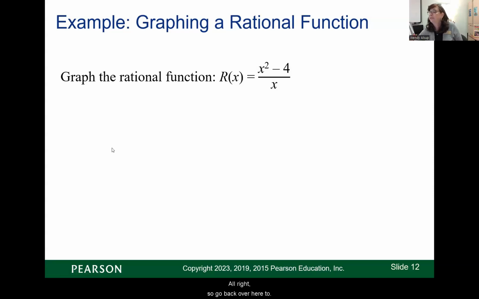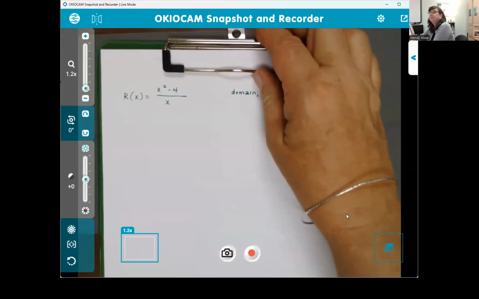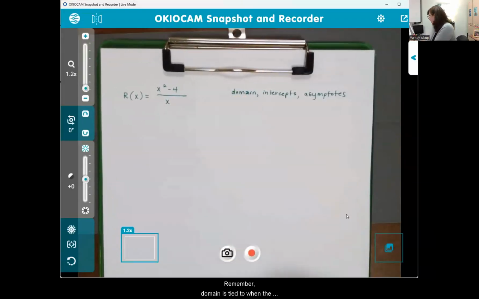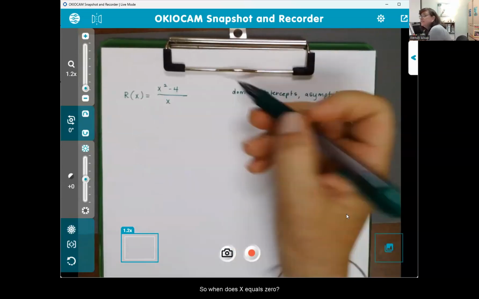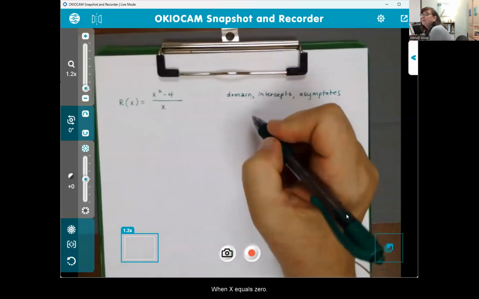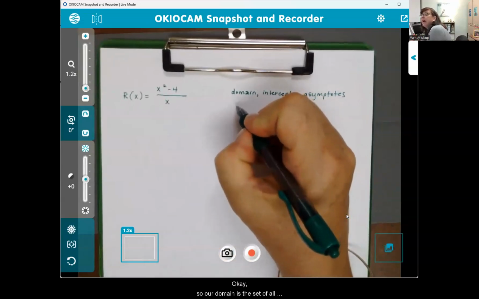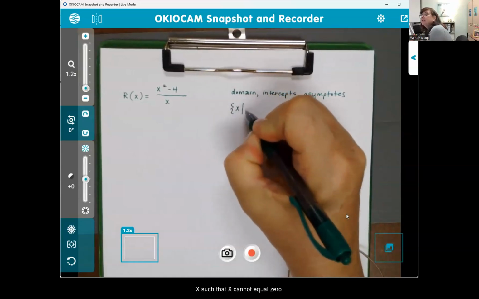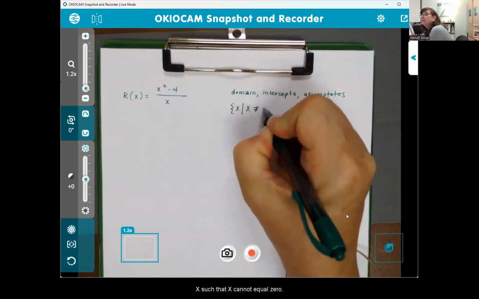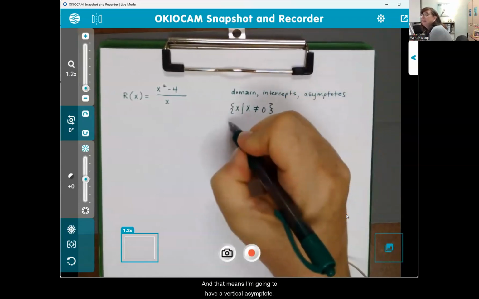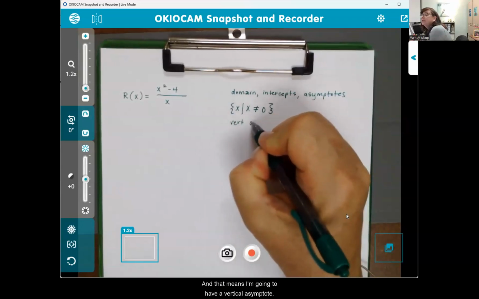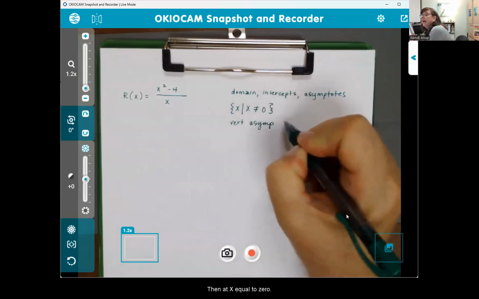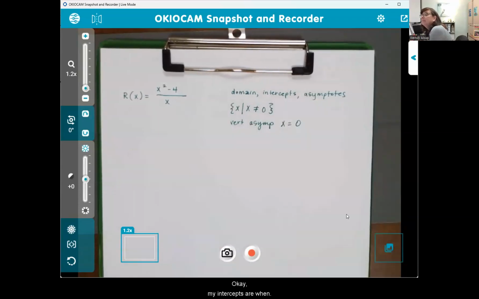All right, so go back over here to, got mine written out here for me. All right, let's find our domain. Remember, domain is tied to when the denominator equals 0. So when does x equal 0? When x equals 0, okay? So our domain is the set of all x such that x cannot equal 0. And that means I'm going to have a vertical asymptote then at x equal to 0, okay?